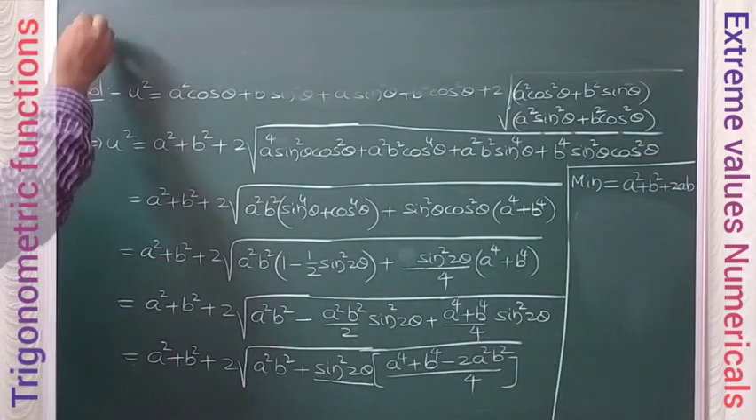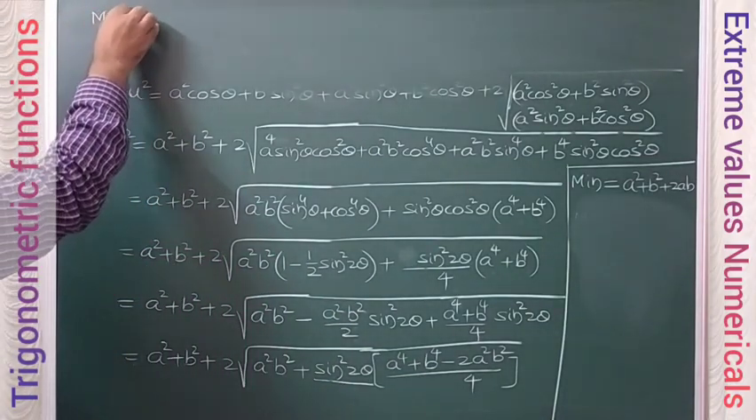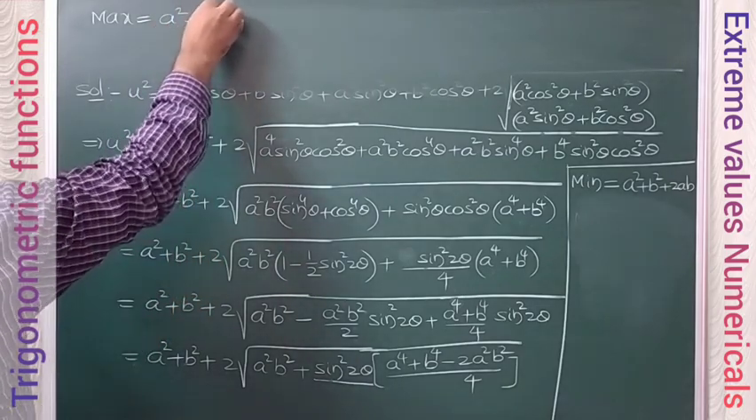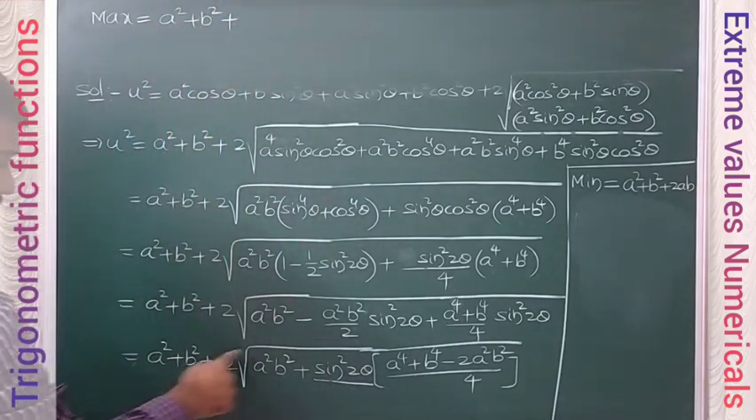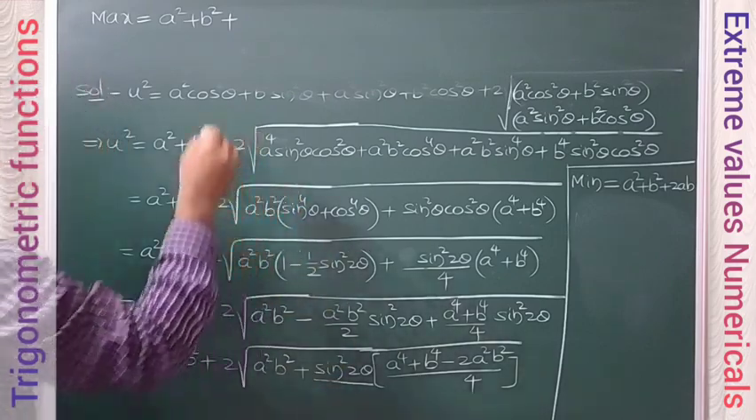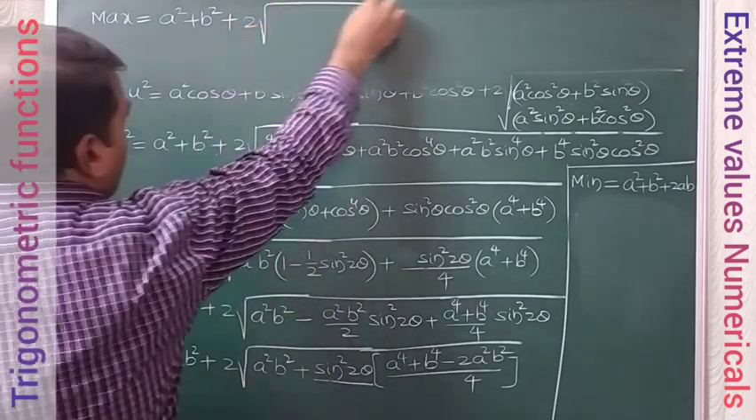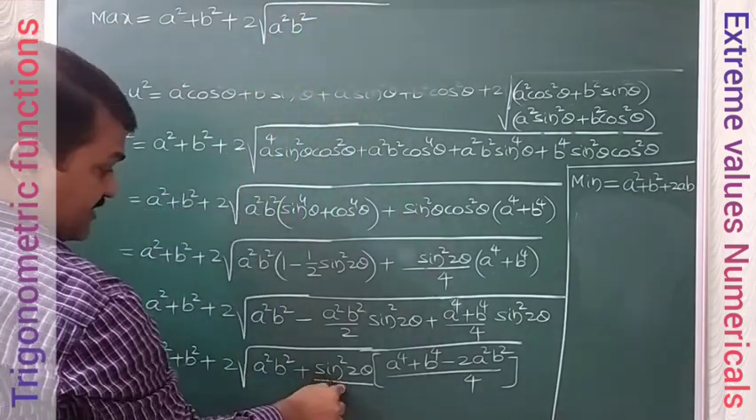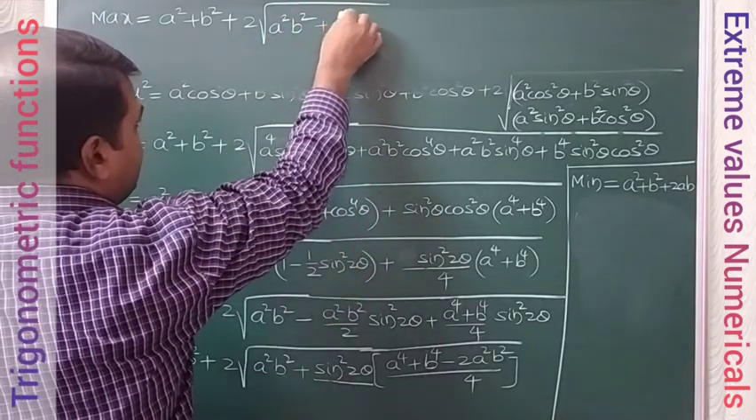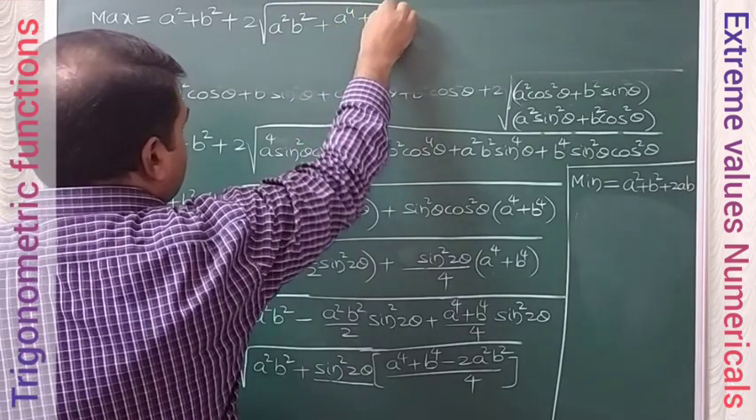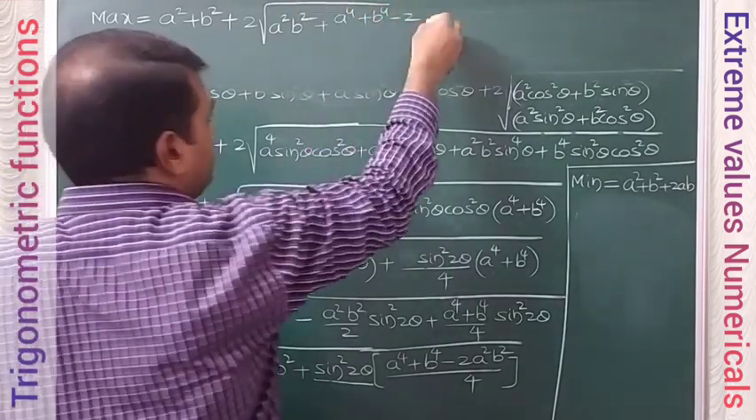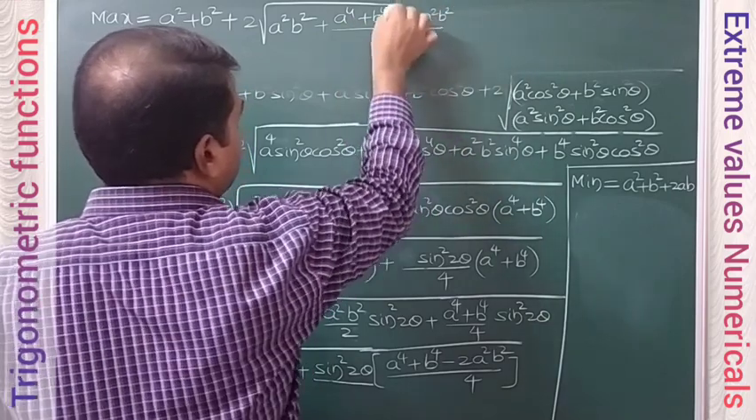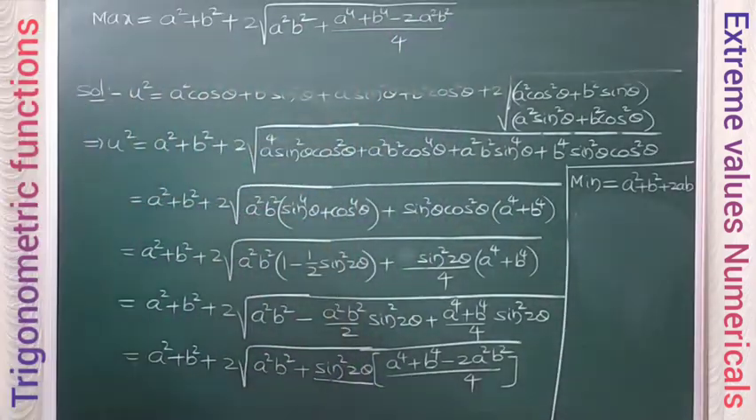So the maximum value will be a square plus b square plus, for maximum value sin square 2 theta must be taken as 1. So 2 into under root a square b square plus this is 1 plus a power 4 plus b power 4 minus 2a square b square by 4. You will get like this.